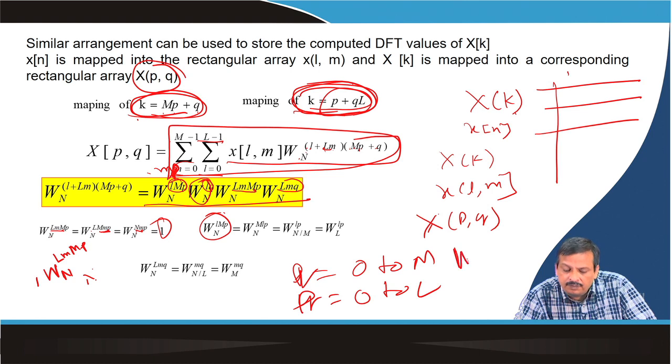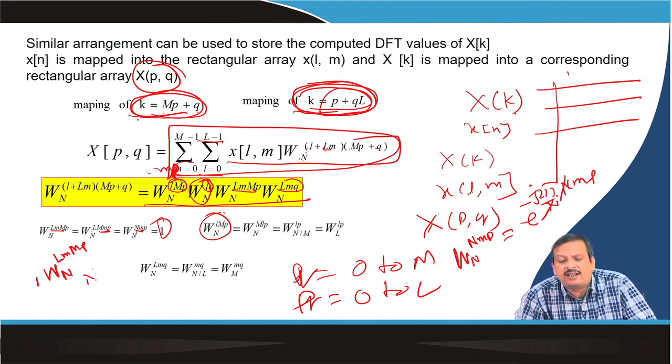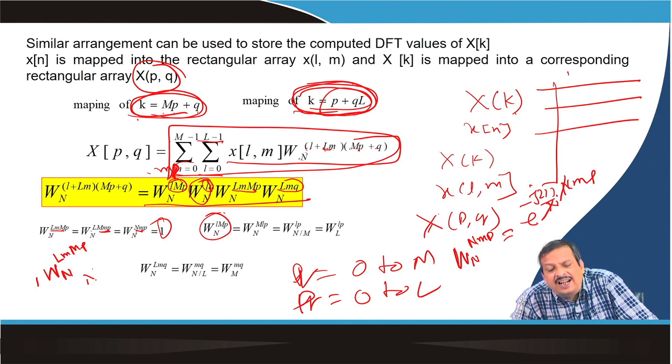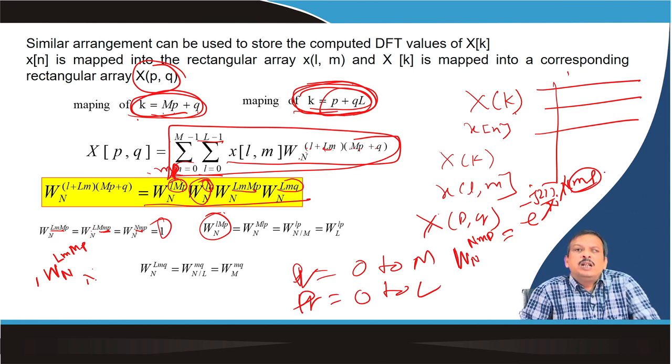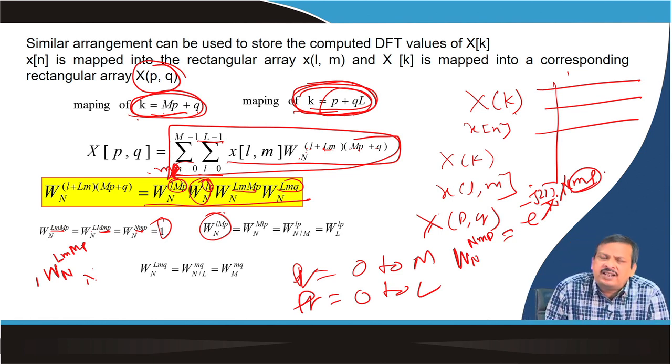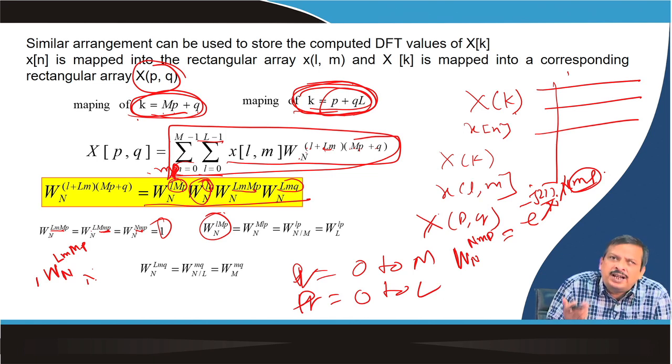Wn to the power n Mp is nothing but e to the power minus j 2 pi by n into n Mp. So n cancels. So it is nothing but minus j 2 pi Mp. M and p are integers. So if it is an integer, the product is also an integer. So it is nothing but cos 2 pi minus j sin 2 pi. So minus j sin 2 pi is 0, and this one is 1. So this is nothing but 1.